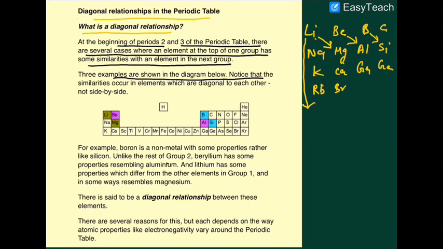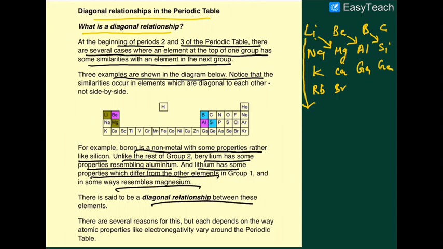Okay? For example, boron is a non-metal with some properties similar to silicon. Unlike the rest of the group 2 elements, beryllium has some properties similar to aluminium. And lithium also has some properties similar to what? Magnesium. This is known as diagonal relationship.